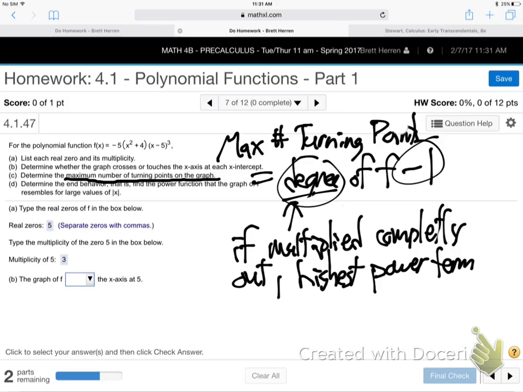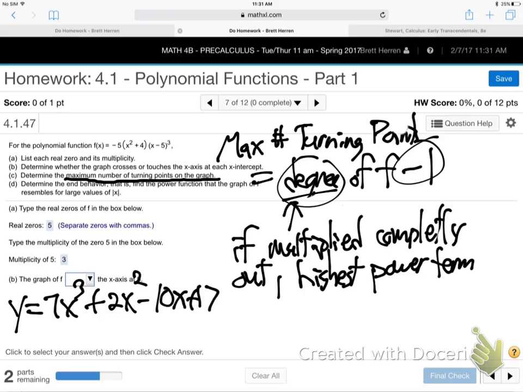Maximum. It doesn't have to have that many. So for example, if you have y equals 7x to the third plus 2x squared minus 10x plus 17 or whatever, you would just look right there. That's all multiplied out, right? No parentheses. All multiplied out. Say, okay, the degree is 3. That's the highest power term. Degree is 3. So that means max turning points is 2.